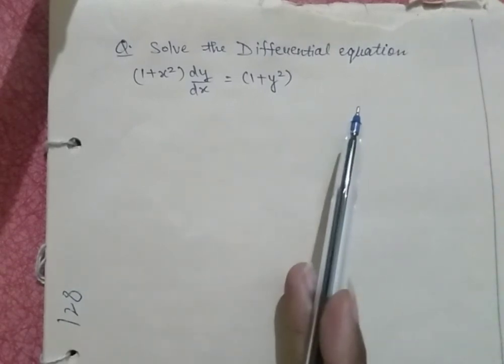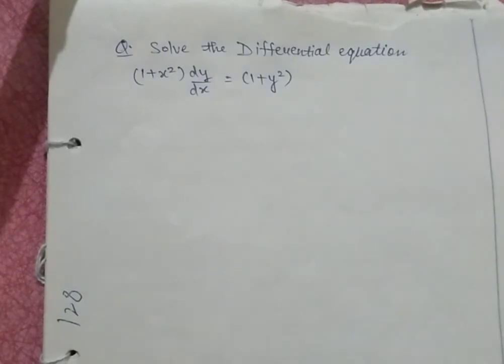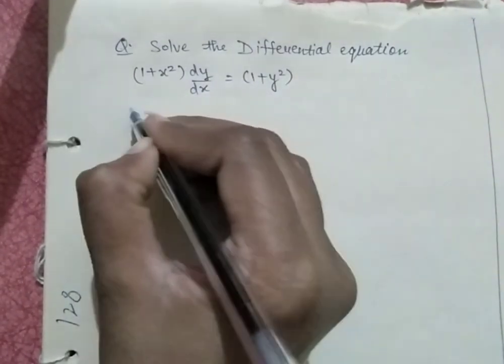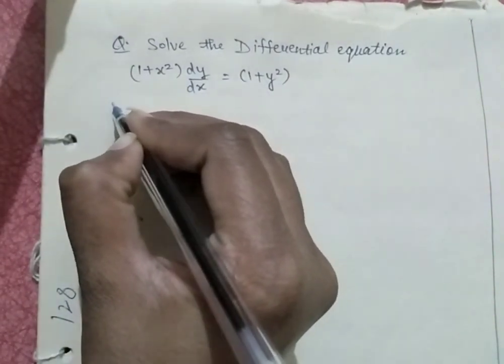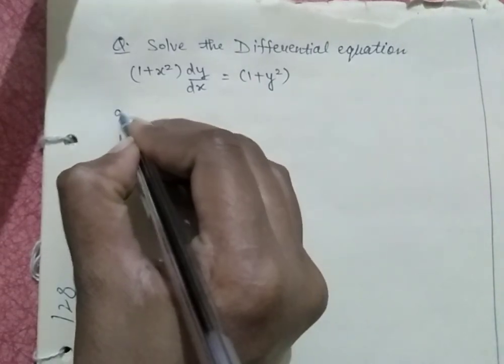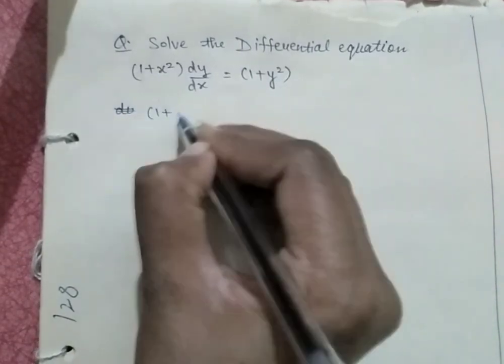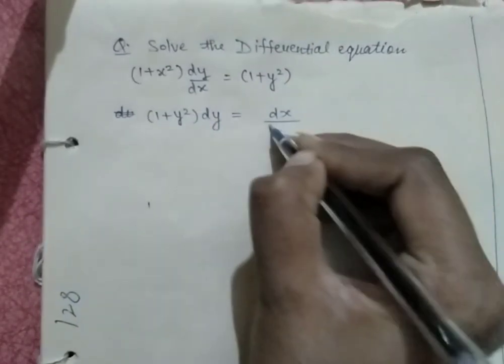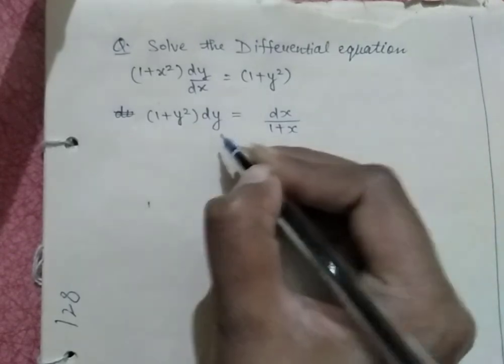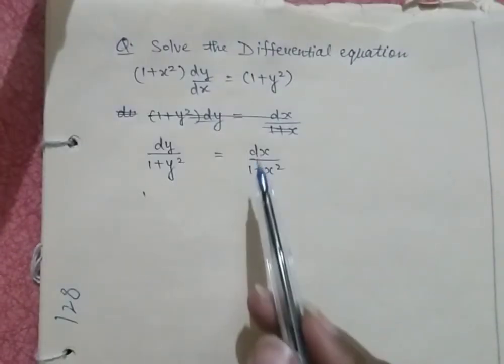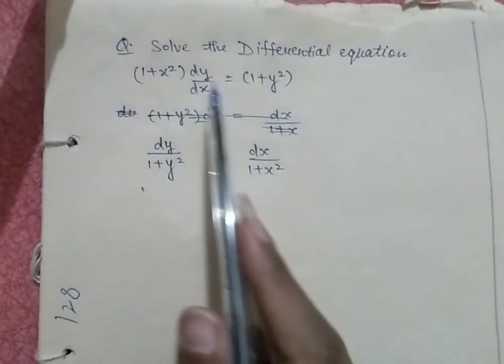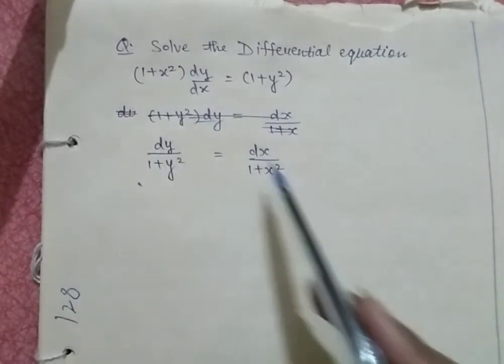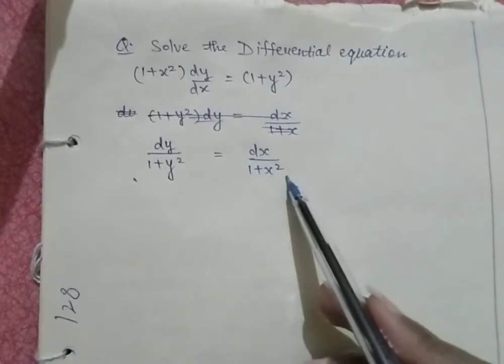Solve the differential equation 1 plus x square dy by dx equal to 1 plus y square. We can solve this equation by the variable separable method, or we can separate variables here. On separating variables, this equation becomes dy by 1 plus y square, and if we take dx there and 1 plus x square here, this is equal to dx by 1 plus x square.